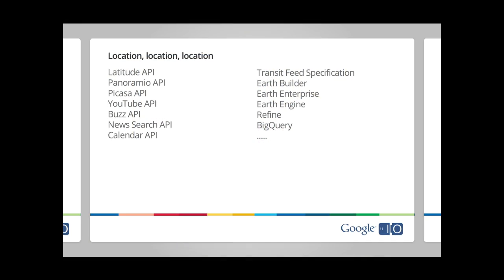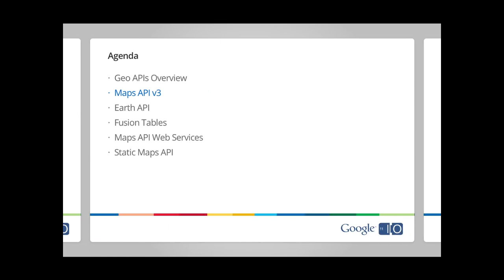And then there's some developer tools. If you are an organization or a developer that has lots of geospatial data, satellite images yourself, you can use Earth Builder and Earth Enterprise to work with and visualize that data. And then tools like Refine and BigQuery that don't necessarily have a specific geospatial feature, but they are tools that you can use to work with geospatial data sets and then query them or refine that. So that's a very quick, broad overview of what is available to you as a developer when you think of geospatial at Google.